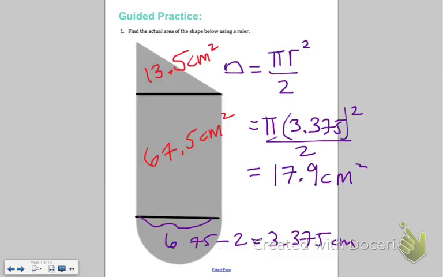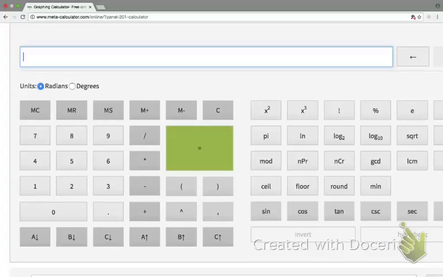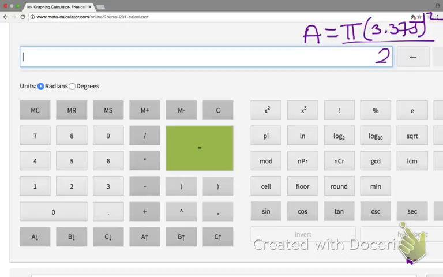I'm going to pause for a moment, and I'm going to show you on a calculator just how to do the steps that I showed you with pi. So I'm going to show you on this online calculator just how to substitute and solve when we're working with pi. So we have area is equal to pi times 3.375 squared divided by 2. So in my calculator, I'm going to put in 3.375 squared, or 3.375 times 3.375.